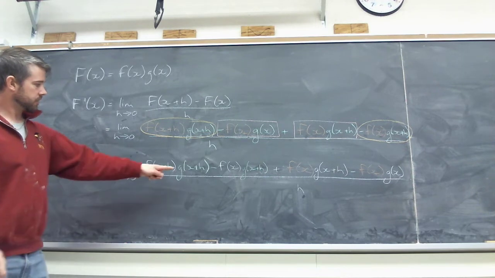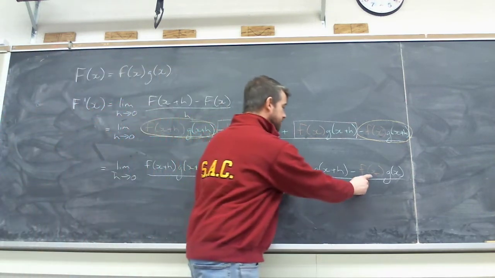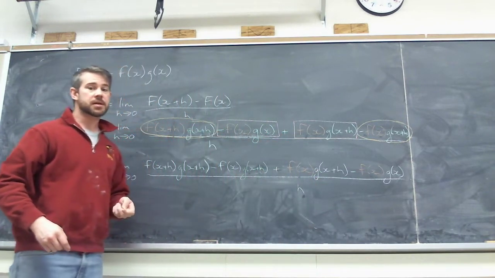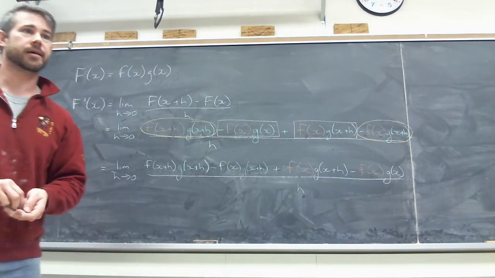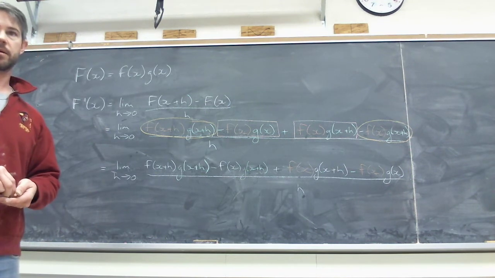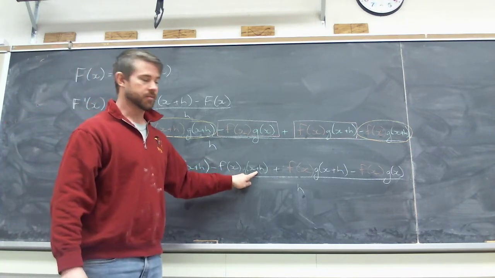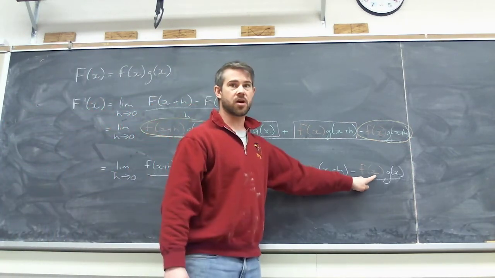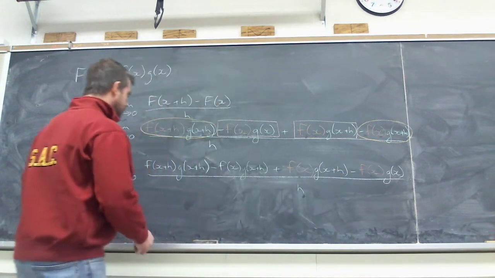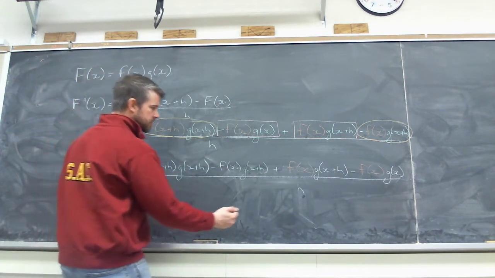Now, my rationale for writing my g of x plus h in green and my f of x's in orange is simply because I wanted to try to common factor somehow. So you can see that I have a g of x plus h common to both of these terms, and I have an f of x common to both of these terms. So I'm going to common factor these, but I'm also going to do something else.